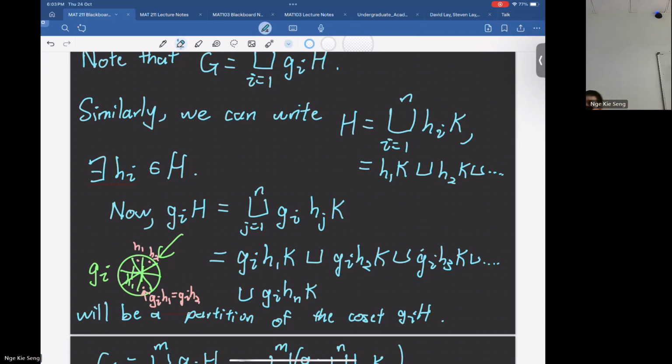So that means this Gi won't affect this partition. Maybe it permutes the partition, but you won't have an intersection. Go back, test it out. Try and prove. Suppose there's a non-empty intersection between the two. You get a contradiction. Any questions? One more, maybe one more, then we take a break.